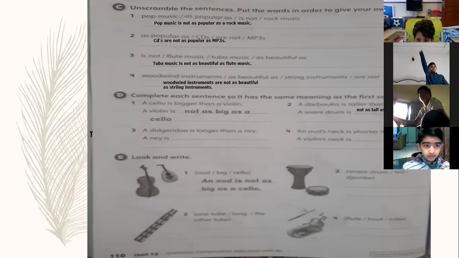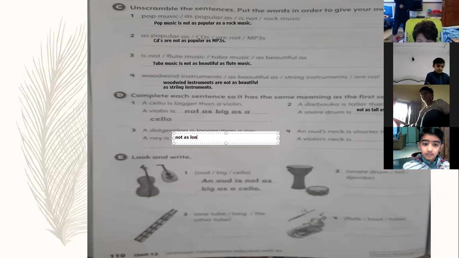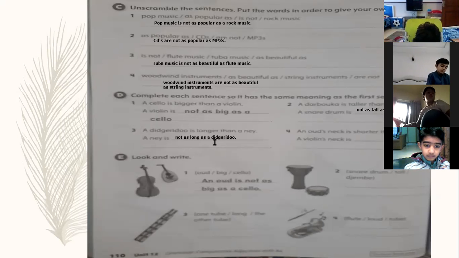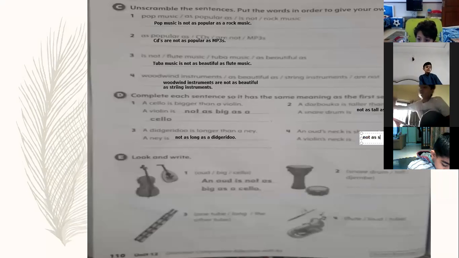Yes, Shayan Mujahid Beta, you tell me. A didgeridoo is longer than a neigh. So what would be the second sentence? A neigh is not as long as a didgeridoo. Okay, a neigh is not as long as a didgeridoo. Okay, number 4. An oud's neck is shorter than a violin's neck. So a violin's neck is not as short as an oud's neck.